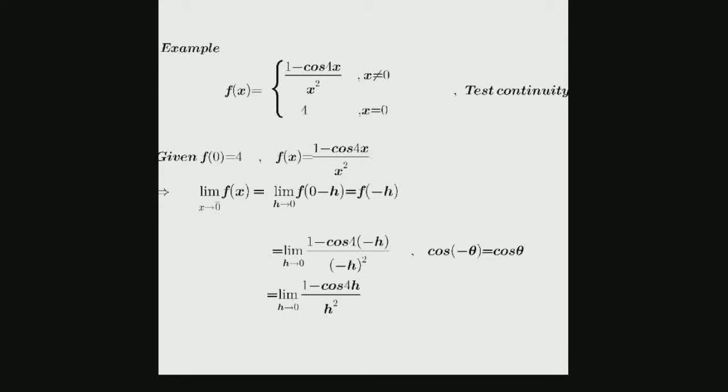Now use the left hand limit in place of x in the function. Then the function becomes limit h tends to 0 of (1 minus cos 4 times minus h) upon (minus h) square. See, cos of minus theta is equal to cos theta. Then the function becomes limit h tends to 0 of (1 minus cos 4h) upon h square. In the denominator there is an even power, so the negative changes into positive, and there is h square. Now according to the formula, 1 minus cos 2x is equal to 2 sin square x. Then the function becomes limit h tends to 0 of 2 sin square 2h upon h square. The half of 4h is 2h.